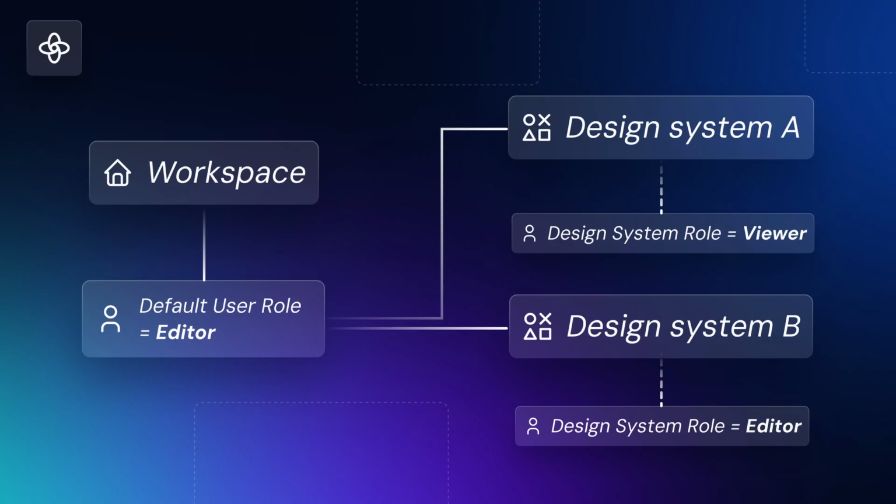Workspace roles define a user's access across the entire workspace, whereas design system roles allow for tailored permissions within individual design systems. A user can have different roles in different design systems, enabling precise control over access and responsibilities. Let's have a look at how you can set these up in Supernova.